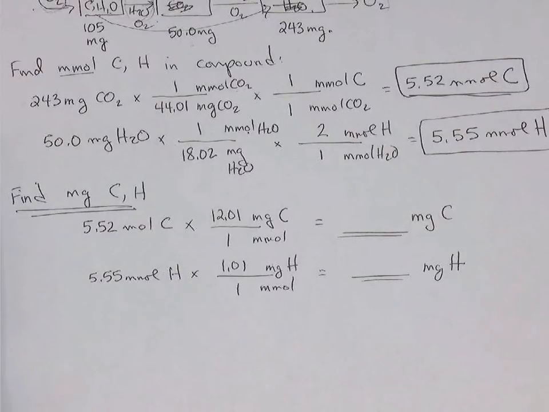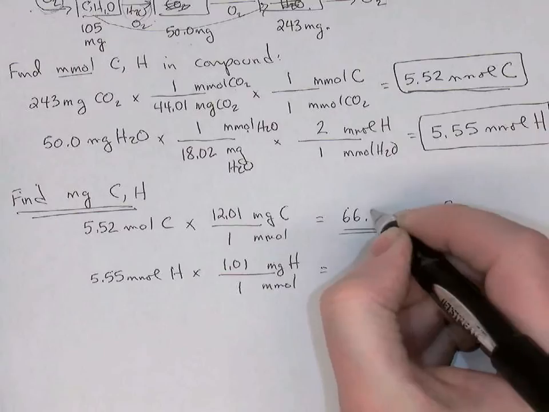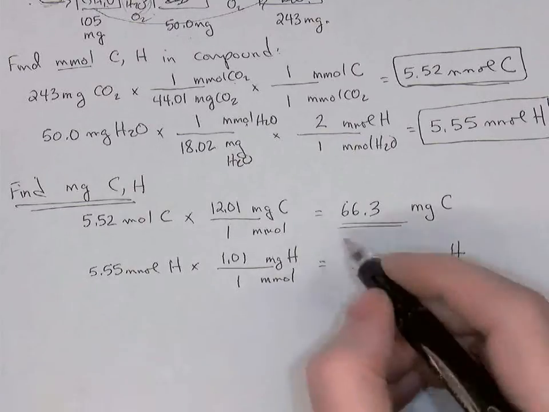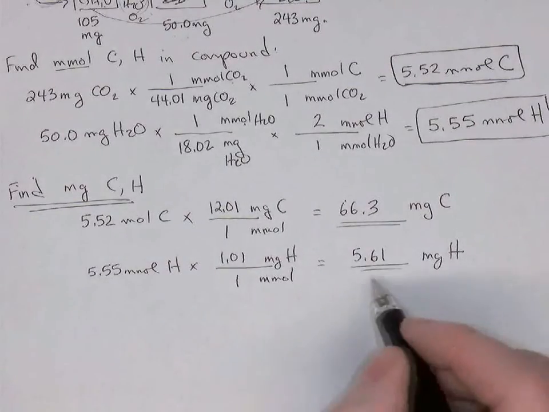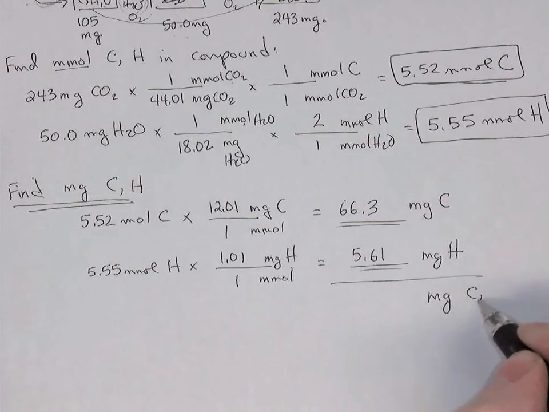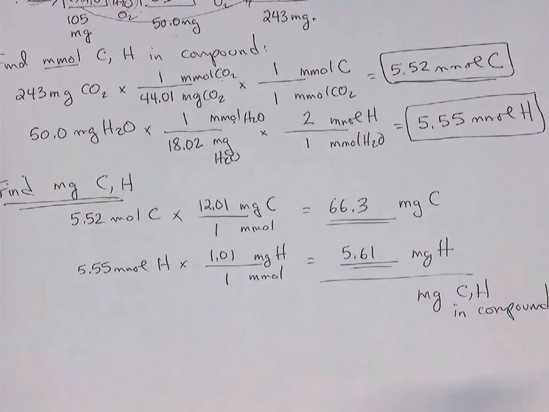So let's calculate 5.52 times 12.01. That gives me 66.3 milligrams of carbon, and 5.55 times 1.01 is 5.61 milligrams of hydrogen. If I add those together, I'll get the mass in milligrams of carbon and hydrogen in the compound. Remember, this carbon and hydrogen came from our compound.